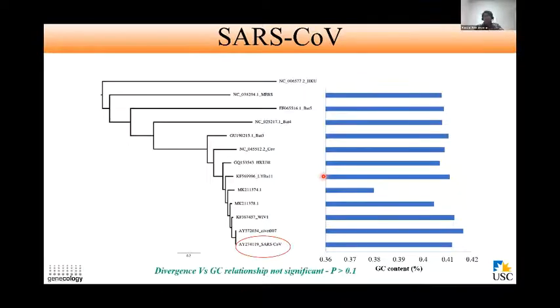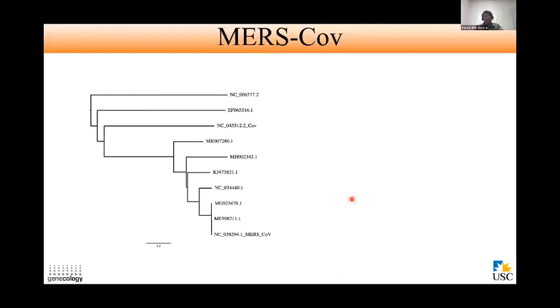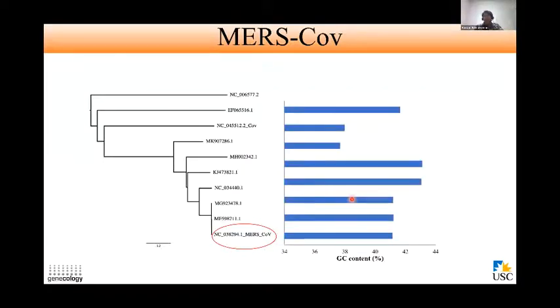I also repeated the correlation between the divergence from SARS-CoV to other viruses and the GC content, and I didn't find any significant relationship, as you can see from this figure. And again, I did the same thing for the Middle Eastern respiratory virus, and again I couldn't find the pattern. So this pattern appears to be very unique to SARS-CoV-2.